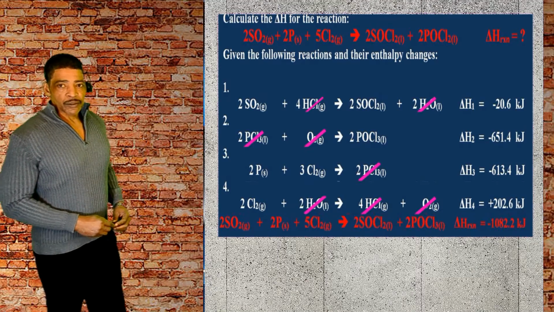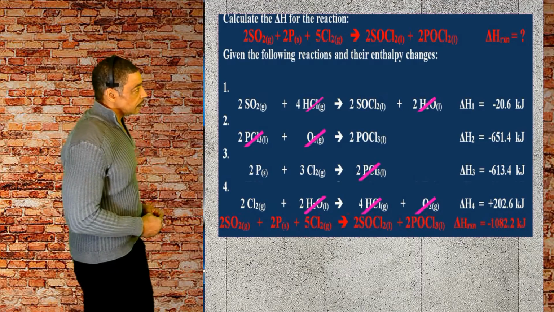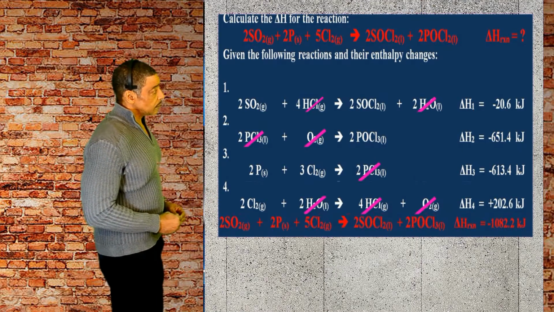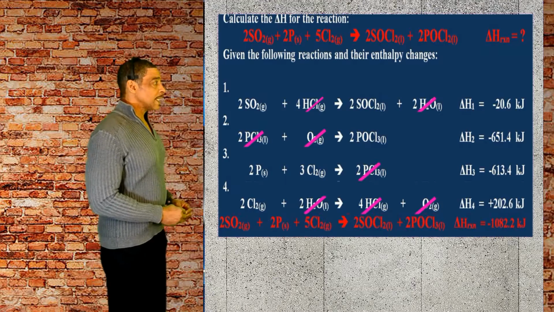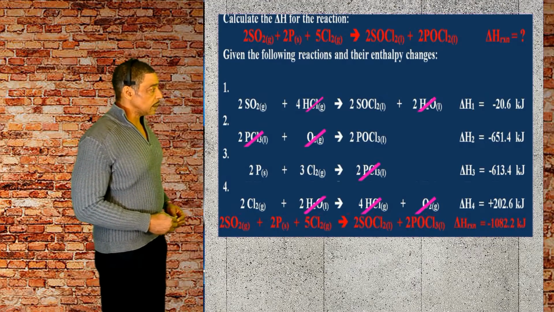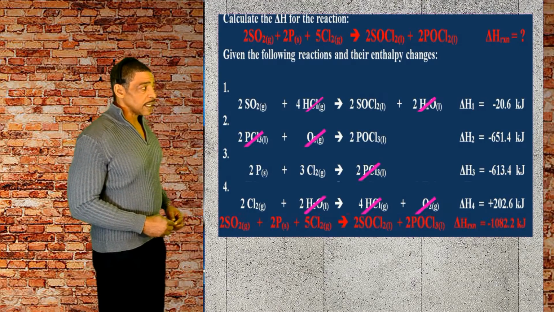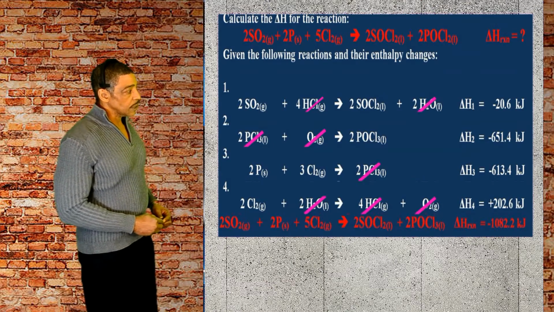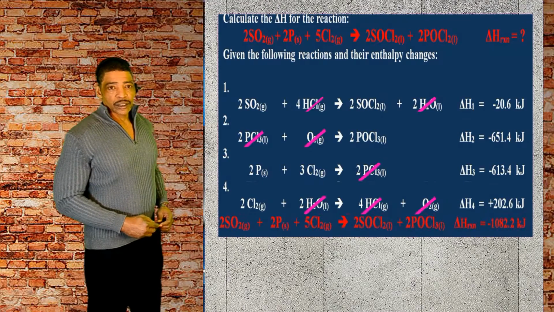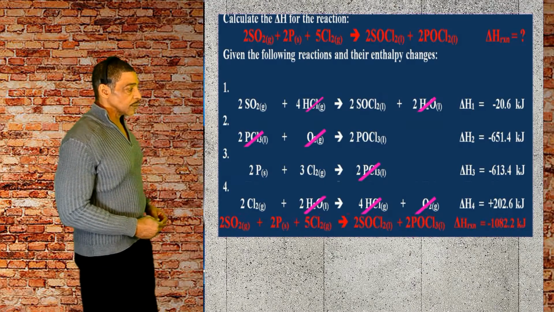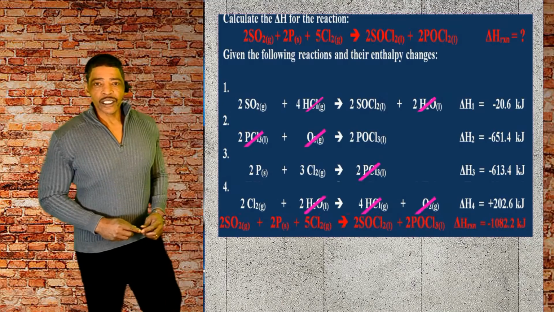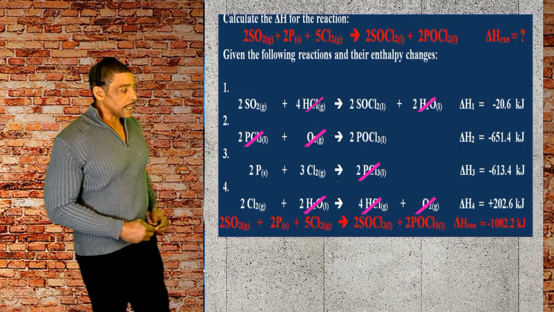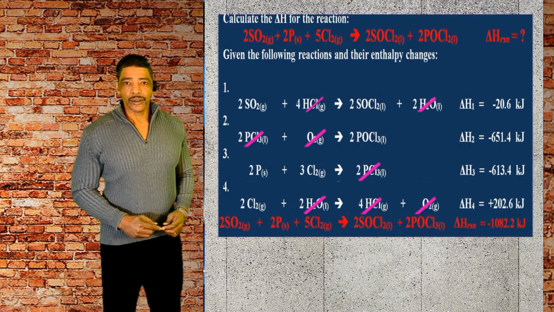The final step is to add the adjusted delta H values. So we add negative 20.6 kilojoules plus negative 651.4 kilojoules plus negative 613.4 kilojoules plus 202.6 kilojoules. So the delta H for the reaction will be negative 1082.2 kilojoules.